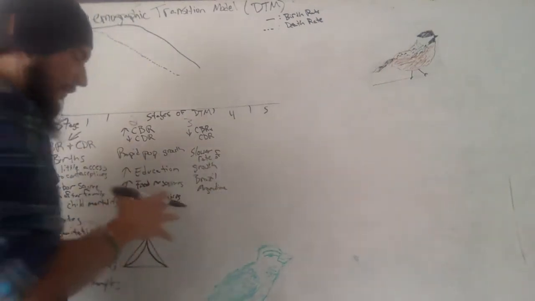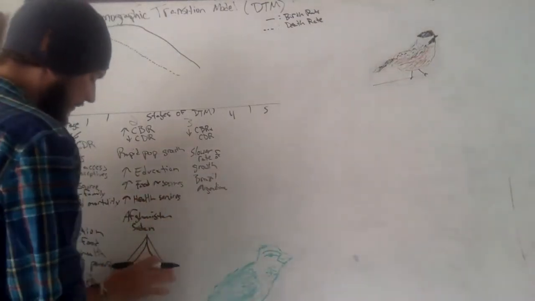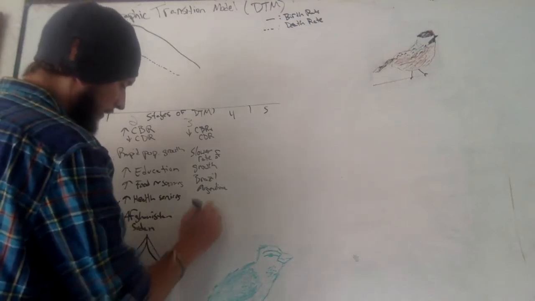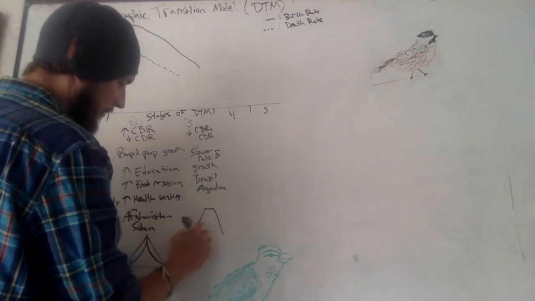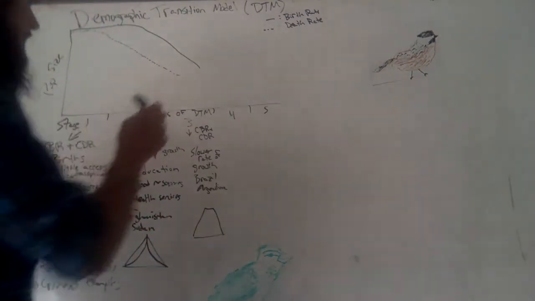And you might have an intermediary shape here, right? So going from a triangle, maybe it's still a little bit like a triangle, but maybe more of a trapezoid. So this is stage 3.